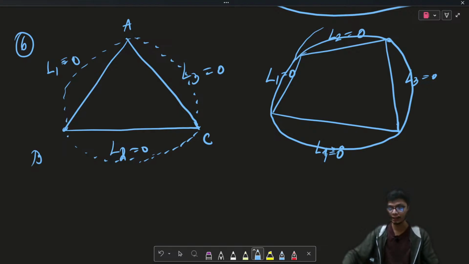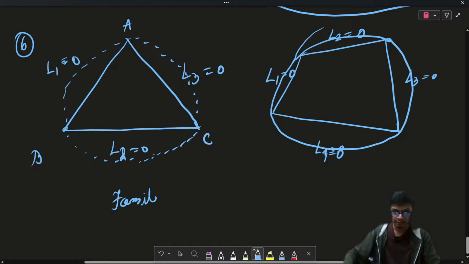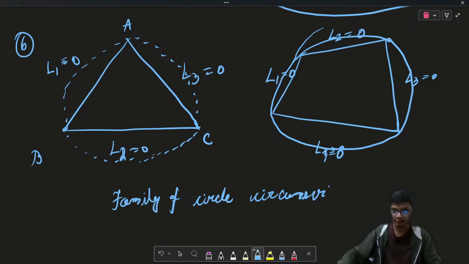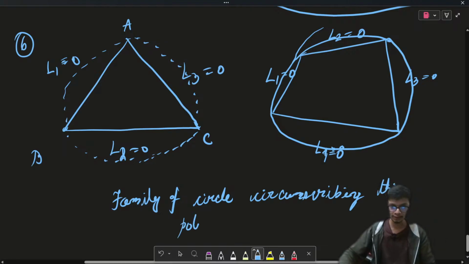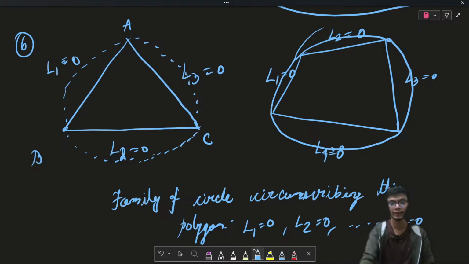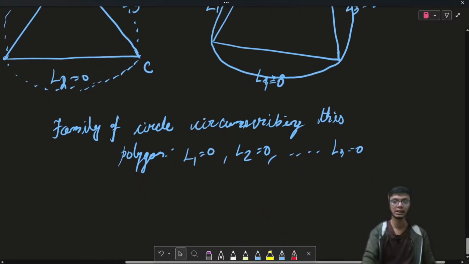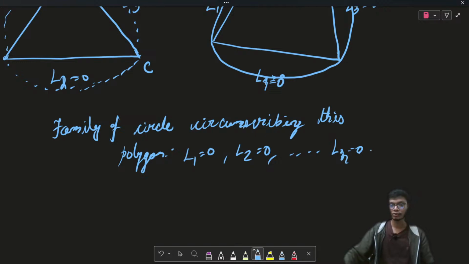The simple way to write down the form of this family of circles circumscribing this triangle, or this quadrilateral, or any sort of polygon, whose side equations are given as L1 equals 0, L2 equals 0, and so on up to Ln equals 0, right? So this Ln denotes the nth side of that polygon. Ln equals 0 is basically the equation of that particular side.